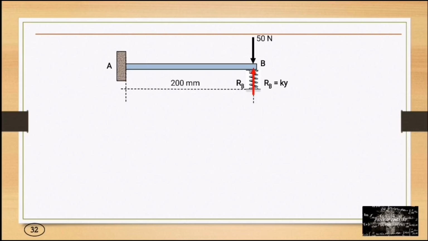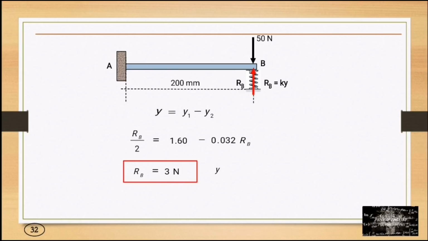Now for the RB, RB is equal to K times Y. So Y is equal to y1 minus y2, our original formula. So Y is equal to RB over 2, which is equal to y1. So our y1 is equal to 1.6 minus y2, so 0.032 RB. So RB is equal to 3 newtons. Then Y is equal to 1.5 mm. Okay?